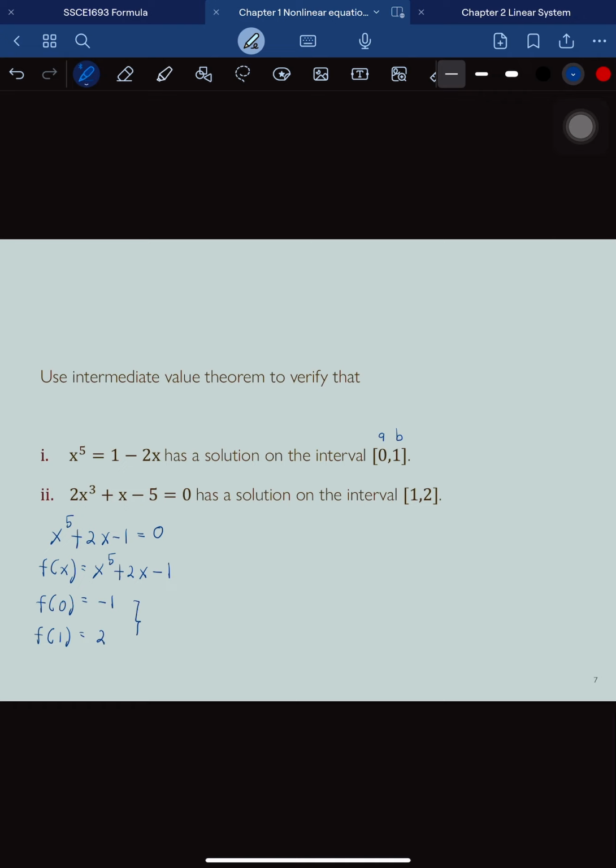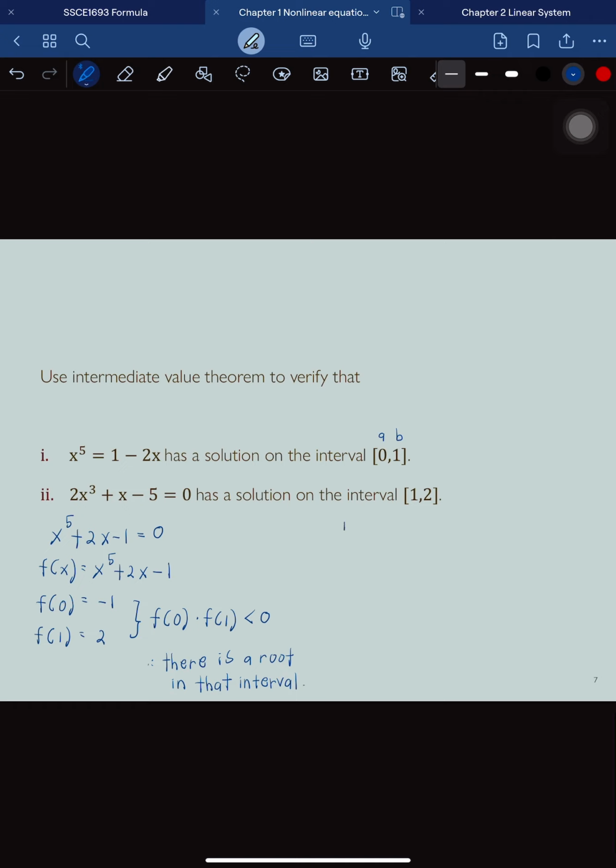Now if f(a) is multiplied with f(b), the answer will be negative, because negative 1 times 2 gives negative 2. Therefore, there is a root in that interval. So this is how we apply the IVT to verify the existence of the root.